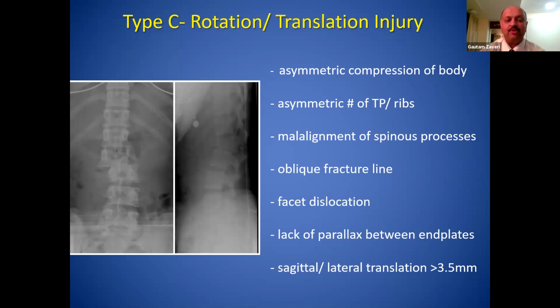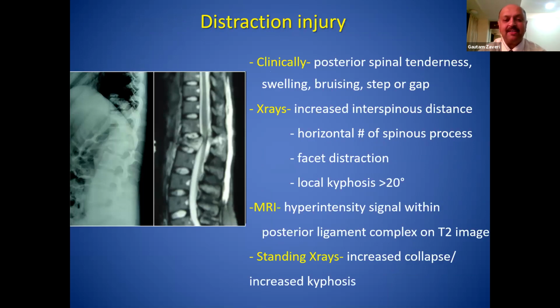So how does one diagnose a distraction injury? A type B distraction injury can be looked for clinically by examining the back, and if there is posterior spinal tenderness, swelling, bruising, or a step or a gap between the spinous processes. On X-ray, as you can see on the X-ray on the left side, there could be an increase in the interspinous distance of more than 2 millimeters compared to the adjacent level. A horizontal fracture of the spinous processes, distraction of the facet joints, or a localized kyphosis of more than 20 degrees are all features which help you to diagnose a distraction injury.